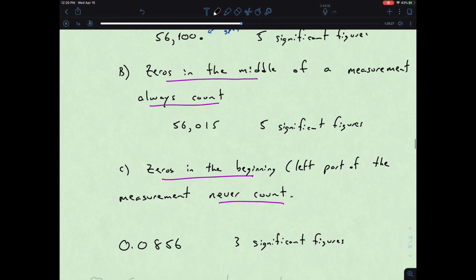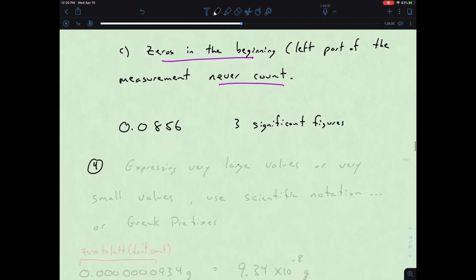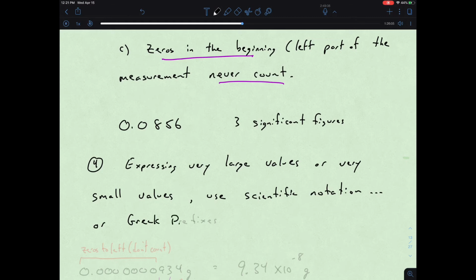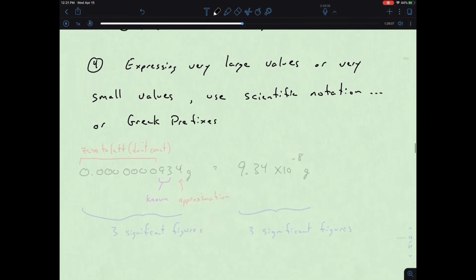As far as expressing very large values or very small values, we use scientific notation, or Greek prefixes, though I think scientific notation is a little bit easier.